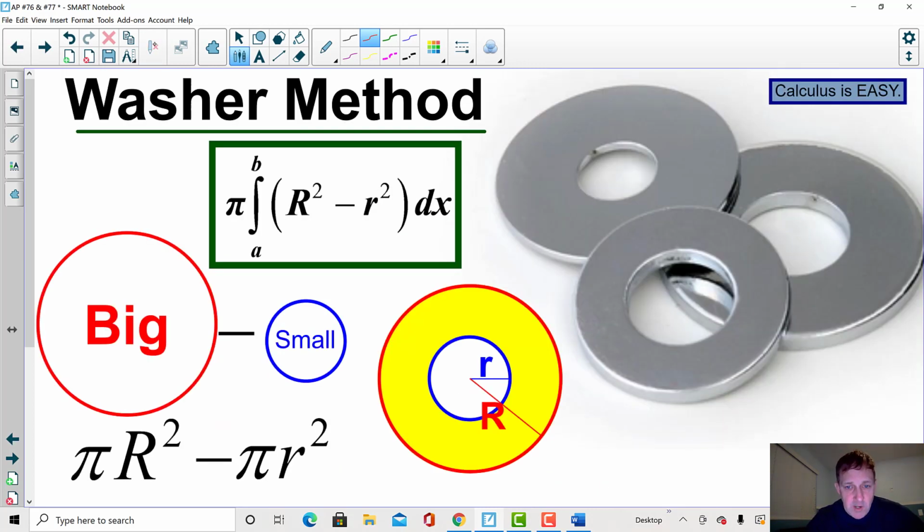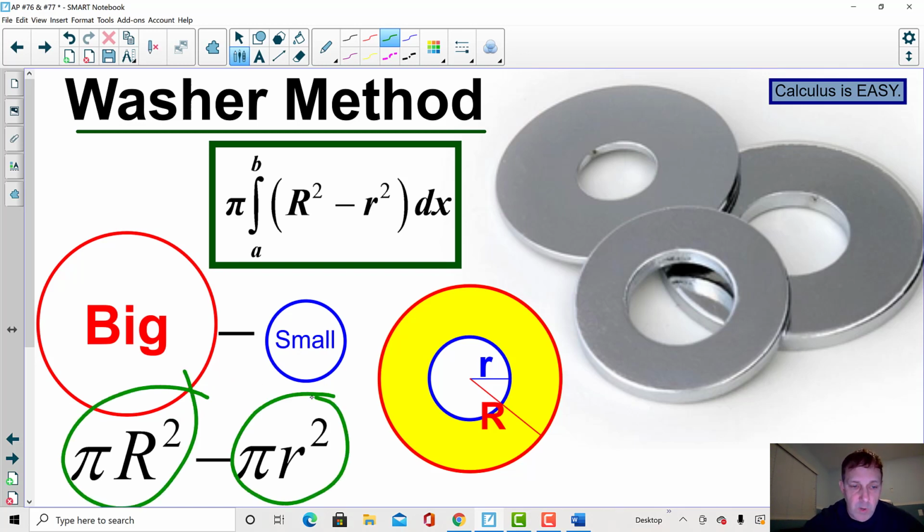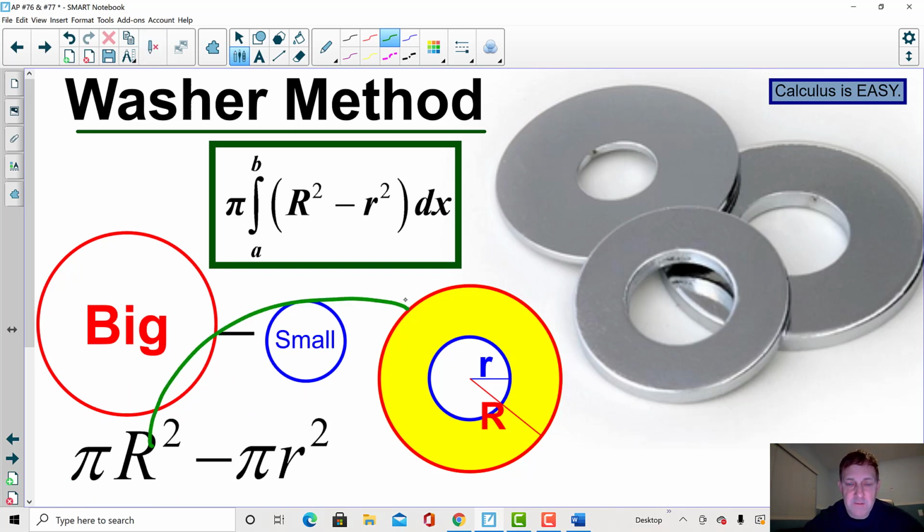So for the area of the washer, we're going to start by looking at the washer right here, and we want the area of the yellow shaded region. So we're going to do the area of this big circle, and then we're going to have to subtract the area of the small circle. So we're just getting pi R squared minus pi r squared. The big R would be the radius of the big circle, and the little r would be the radius of that small circle. And that's it. So let's try an actual example.